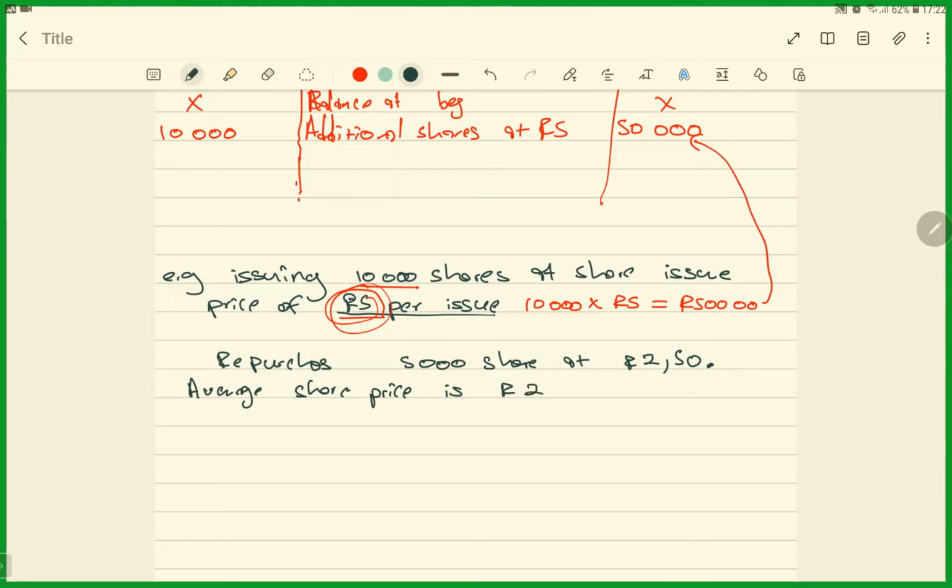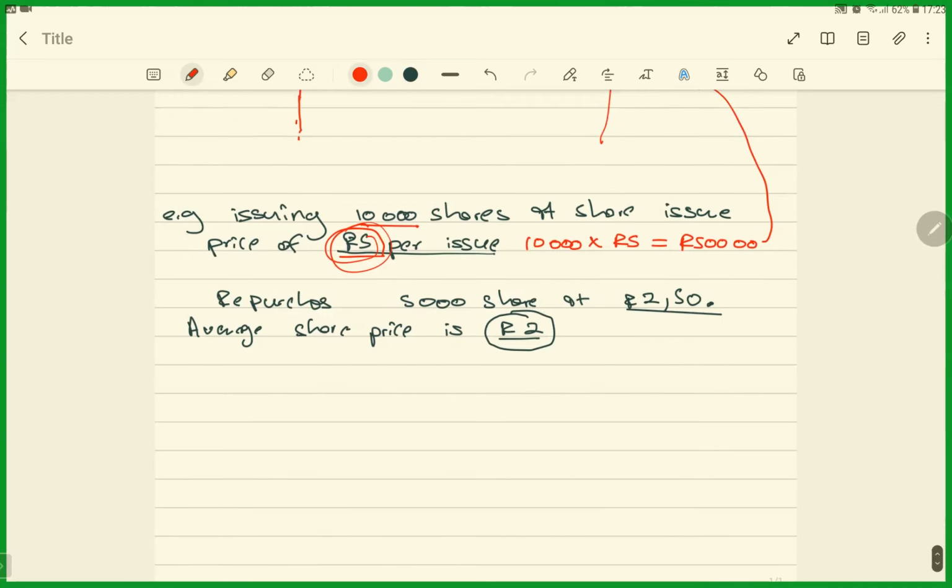Now you have to note that when we repurchase shares from a shareholder, they will decide to sell at a price that is more than the average share price. Hence here we are told that the share purchase price is 2 Rand 50 per share, but the average share price is 2 Rand. A shareholder will never sell shares back to us at the exact same price as the average share price, because they want to profit from selling shares back to us. So we have to determine the average share price, which will serve as a base for determining how the shares will be purchased.